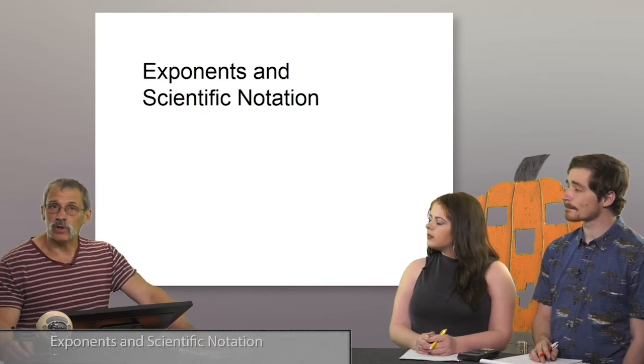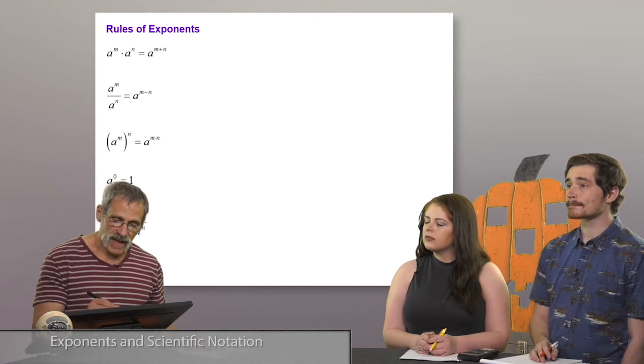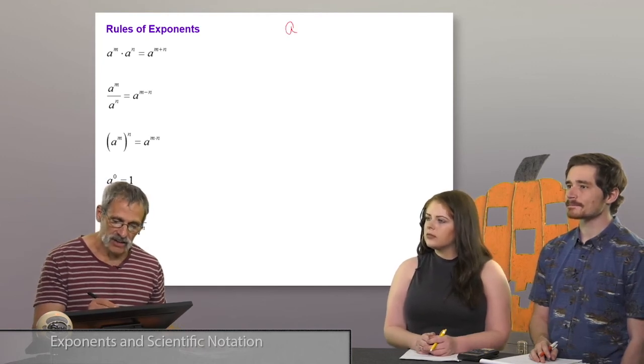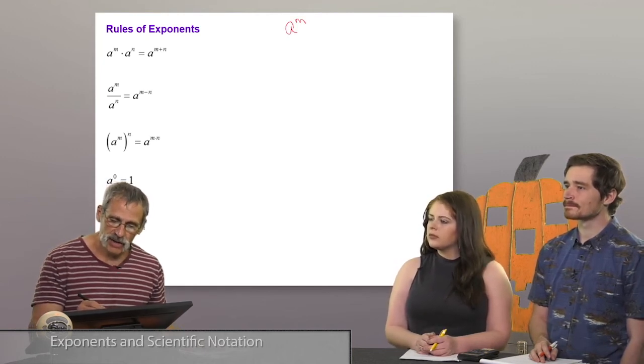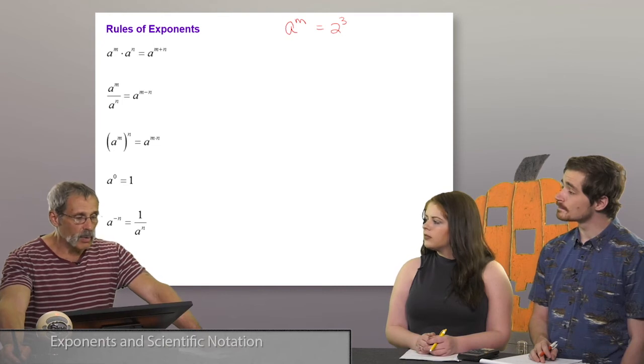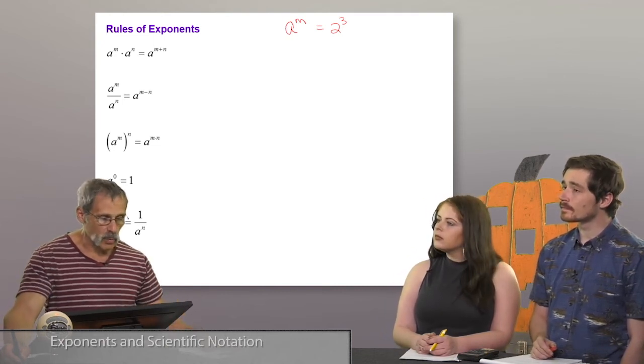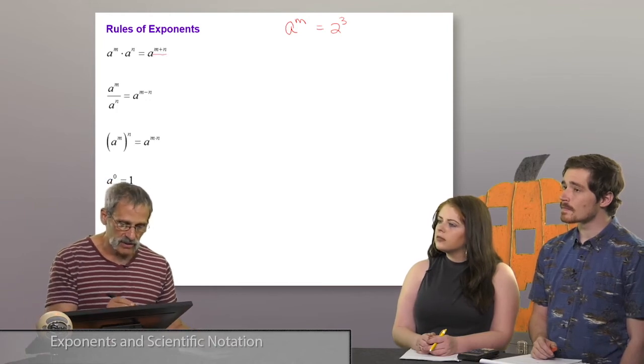Exponents and scientific notation. I want to look at rules of exponents. If I had a base like a raised to an exponent like m, I could think of maybe an example of 2 cubed. And 2 cubed is 8. But what happens if I take a to the m times a to the n? Keep the same base. What I do is I add the exponents.